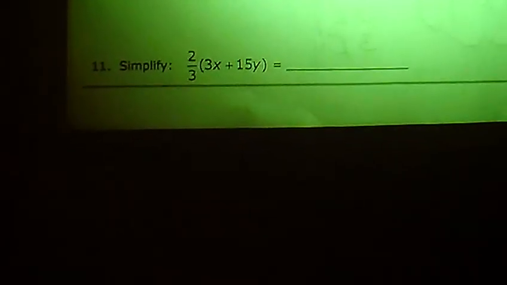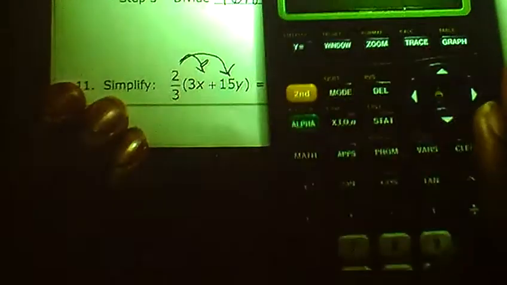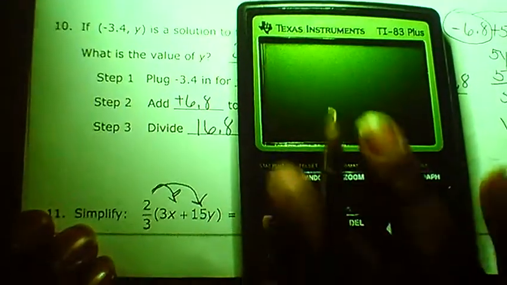Simplify 2/3 times the quantity 3x plus 15y. Anytime we see a set of parentheses and a number outside, that tells us to use the distributive property. So we're going to multiply everything inside the parentheses by 2/3. That may worry somebody because we have the fraction. Not a problem. We're going to use our calculators.